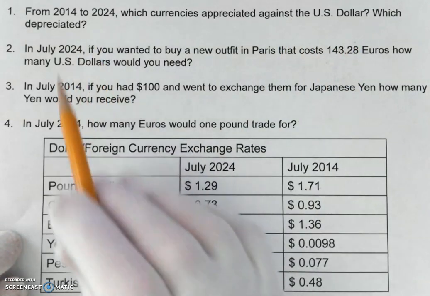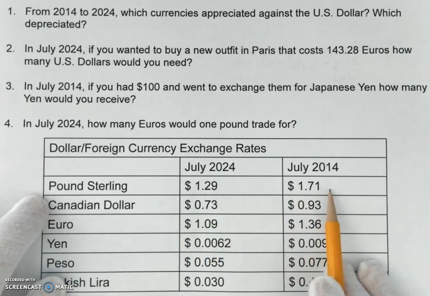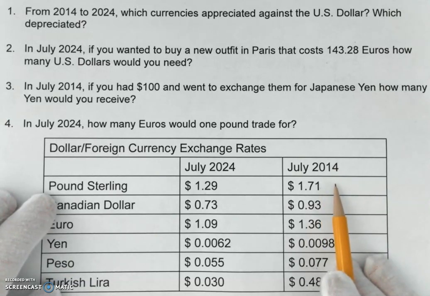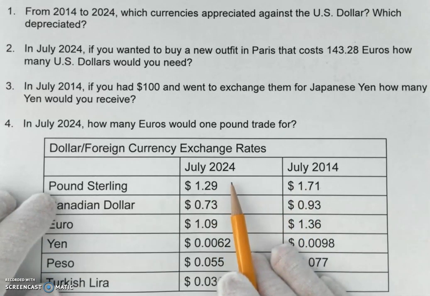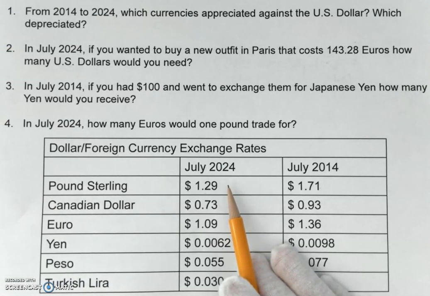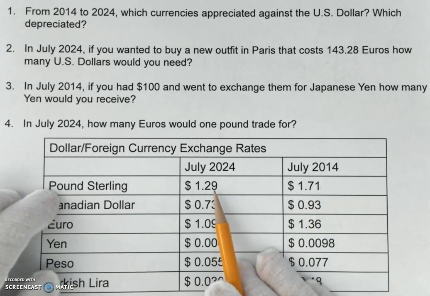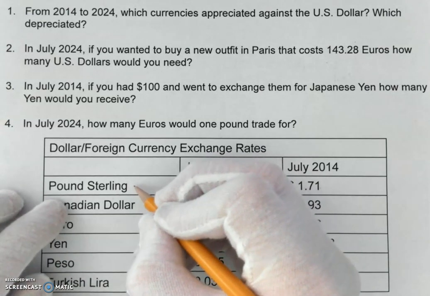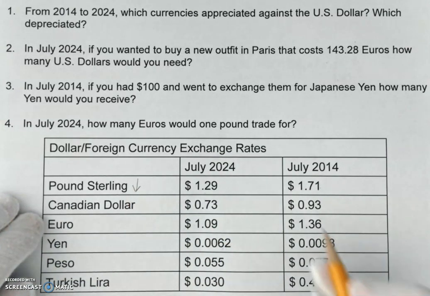Which depreciated? Well, if we look at the pound sterling, over this 10-year period, it looks like the pound sterling got cheaper for Americans with dollars. It took $1.71 to get 1 pound in 2014. 10 years later, in 2024, it took $1.29. If something gets cheaper, then that means that the currency is depreciating. Pounds got cheaper for Americans, so the US dollar appreciated. So I'm going to put the pound sterling depreciated, okay? And then that means dollars appreciated.